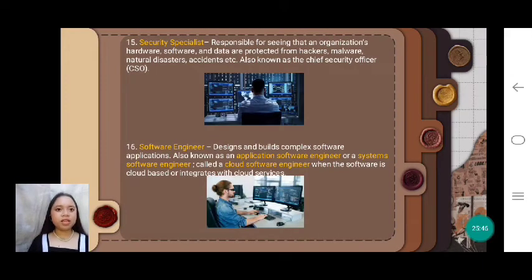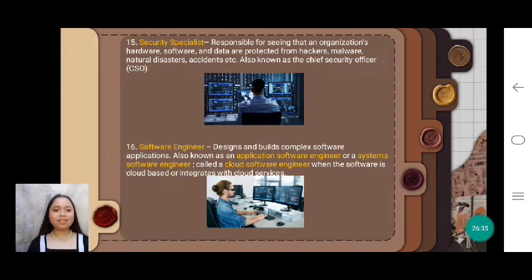Okay. Number 15. Security specialist. Responsible for seeing that an organization's hardware, software, and data are protected from hackers, malware, natural disasters, accidents, etc. Also known as the Chief Security Officer or the CSO. The security specialist is the one who guards the organization's hardware, software, and data, so that it will be safe from hackers. So that's the work of a security specialist.